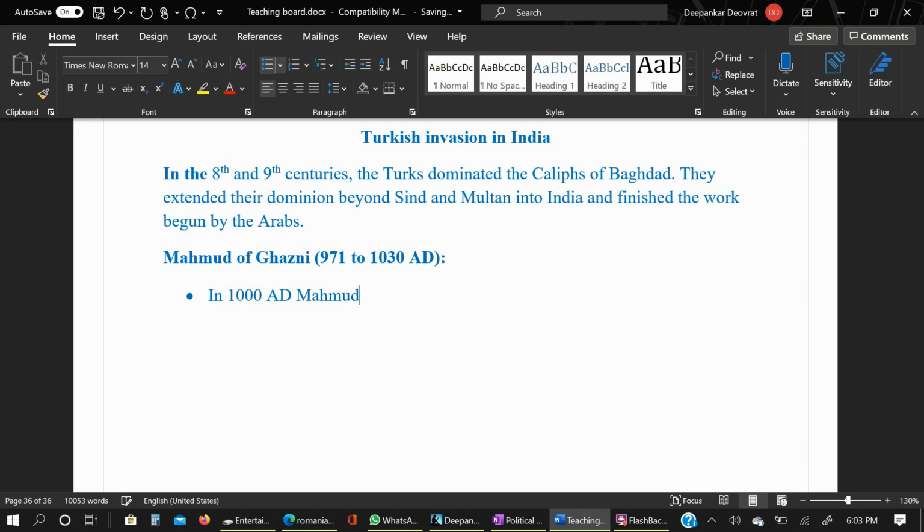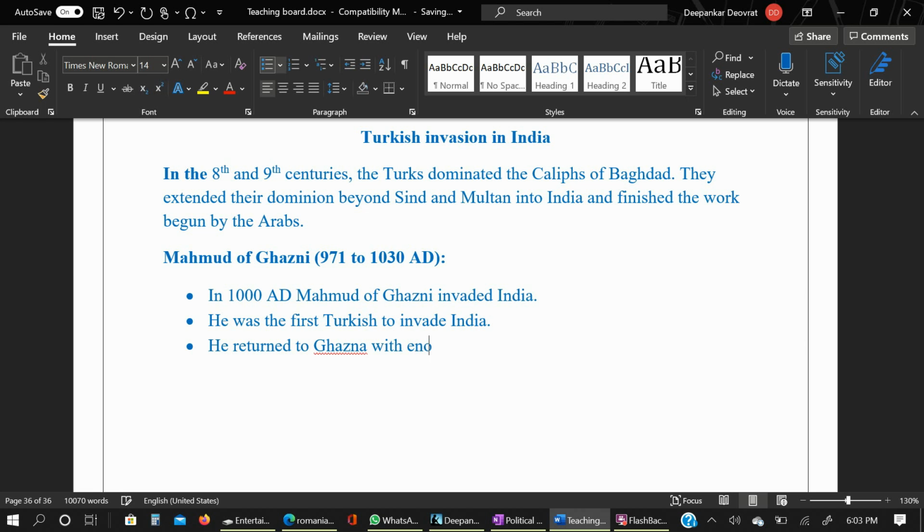Mahmud of Ghazni invaded India, and he was the first Turk to invade India, and he returned to Ghazni with enormous wealth after defeating various rulers, like Jaipal, who was the ruler of the Hindu Shahi dynasty.